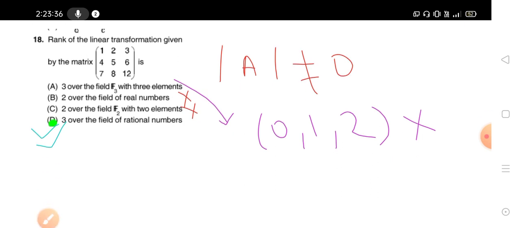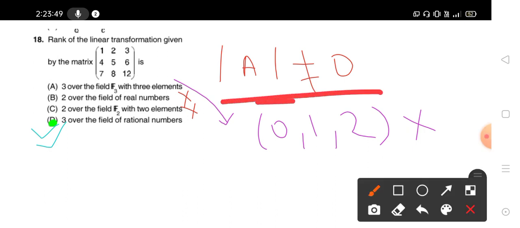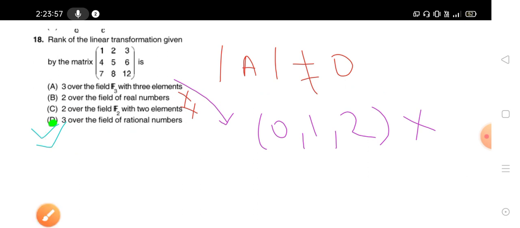Next question. Rank of the linear transformation given by the matrix is? Find the determinant of that matrix. The determinant is non-zero, then the rank of the matrix is 3, and fill up the rational number. Option D is correct.